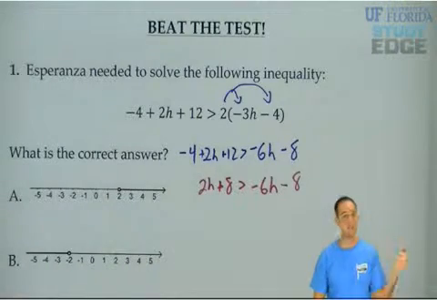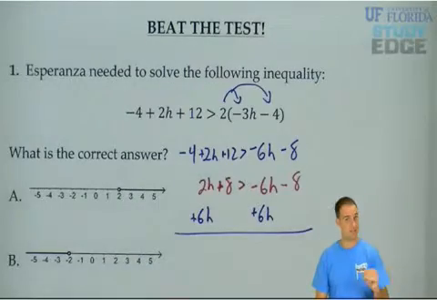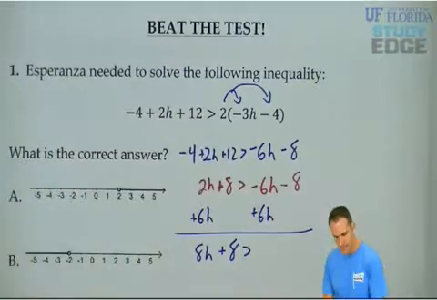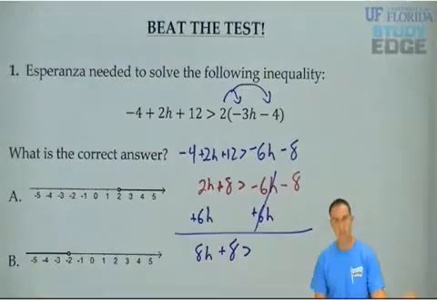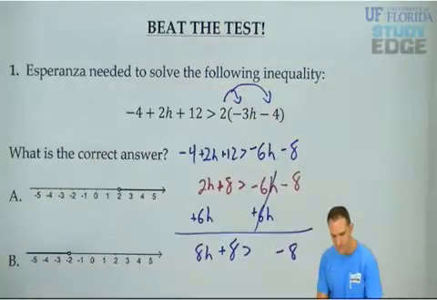Instead of subtracting 6h, I'm going to add 6h to both sides. Combining like terms, 2h plus 6h is 8h, plus 8 is greater than 6h, and negative 6h will give you 0, so that simplifies, and you have negative 8.